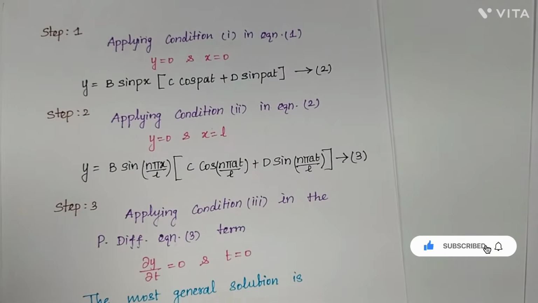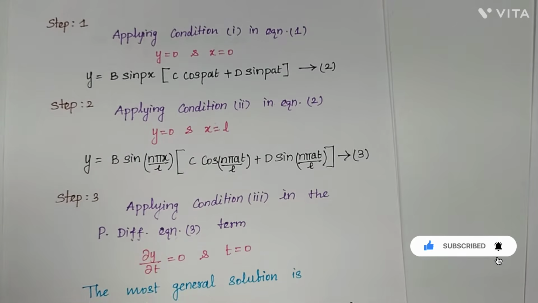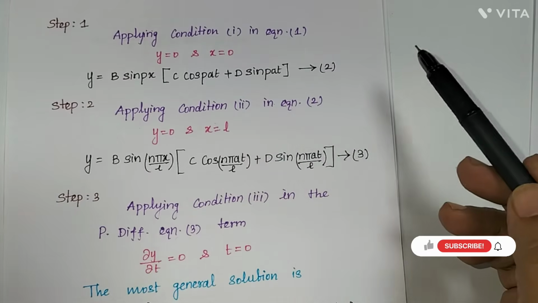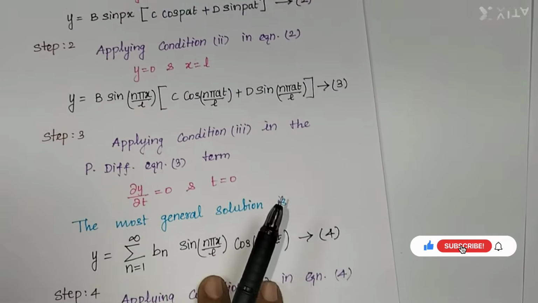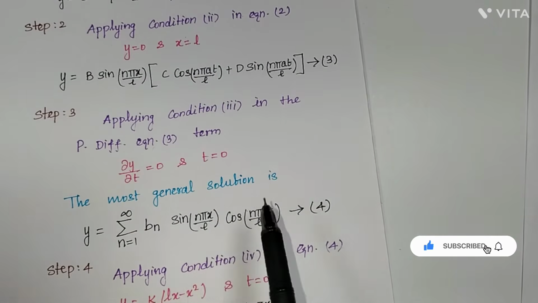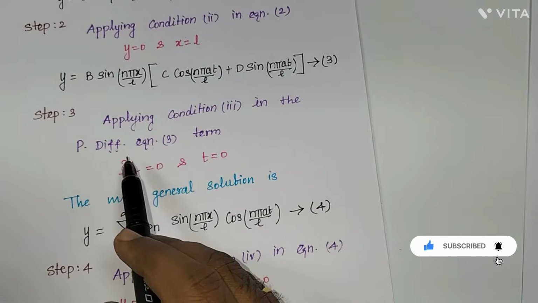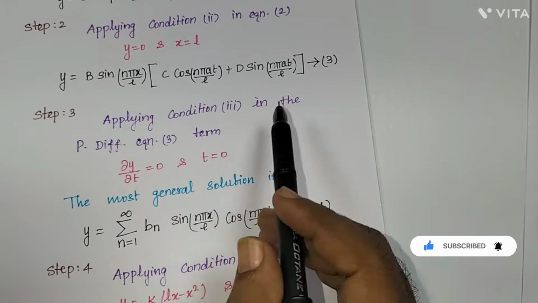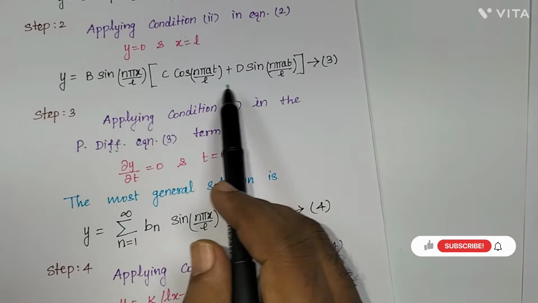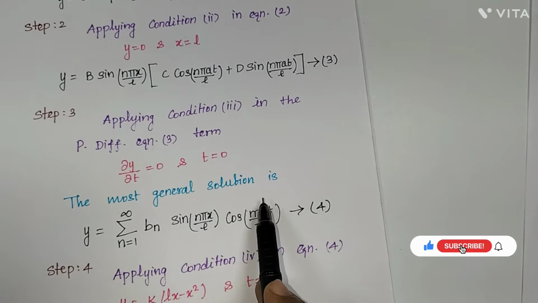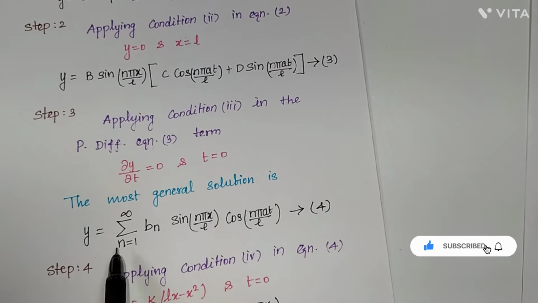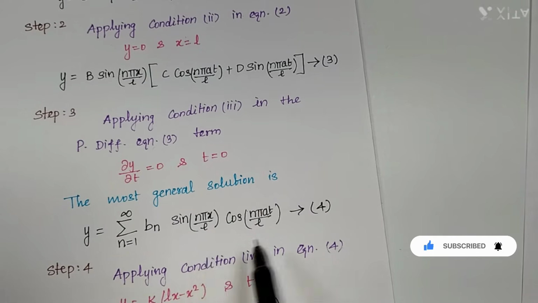Before that, we can recall step 1, step 2, step 3. In step 1, I apply condition 1 in equation 1 and I will get equation 2. In step 2, I apply condition 2 in equation 2 and I will get equation 3. In step 3, I apply condition 3. Before applying condition 3 to equation 3, I partially differentiate, then substitute condition 3. I will get the most general solution, that is y equal to sum of n equal to 1 to infinity b_n sin(n pi x by L) cos(n pi a t by L), which is our equation 4.